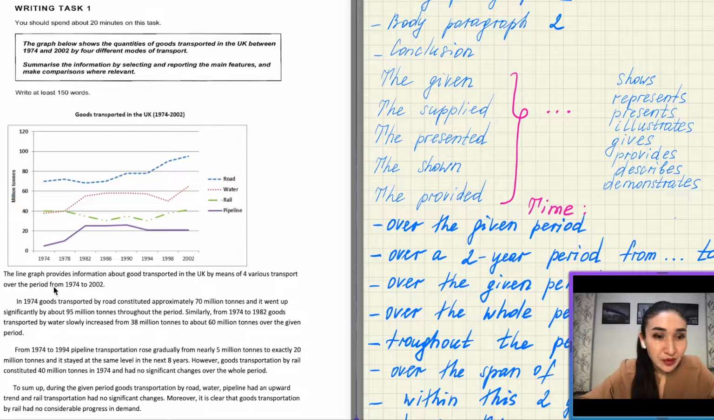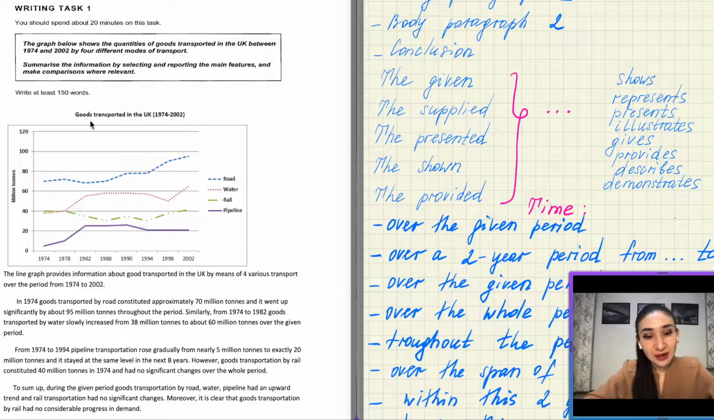So how am I gonna write? The supplied line graph shows, presents, illustrates, gives. You can write it that way. The line graph provides. I've just used provides because it's not here; it says shows. I didn't want to repeat it, not because they pay attention to it, but because it's better to show the ability to use synonyms.